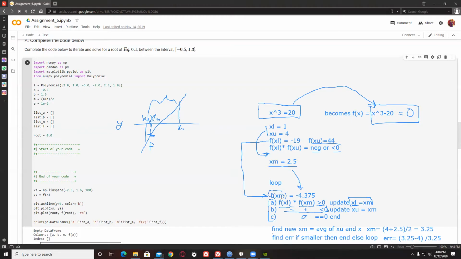As f of xm is negative, in the first case, the condition that will be applied is we have to change xl. So the xl value was 1, the xu value was 4. Using the formula, we change the value of xl to 2.5. And this is our list of values. So xm was 2.5.